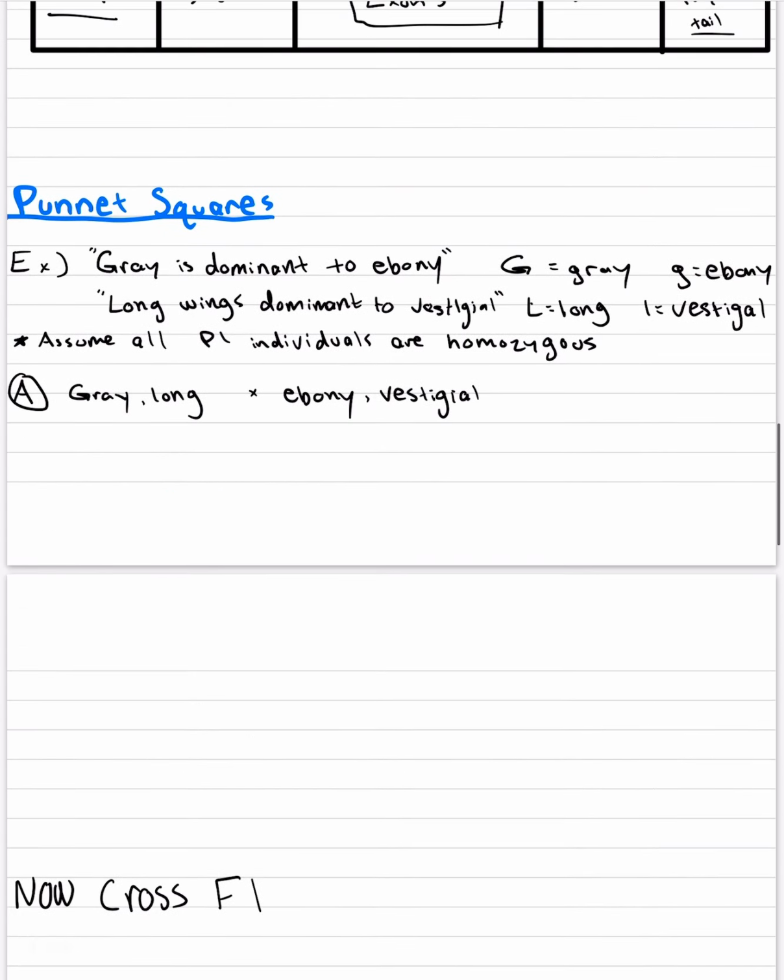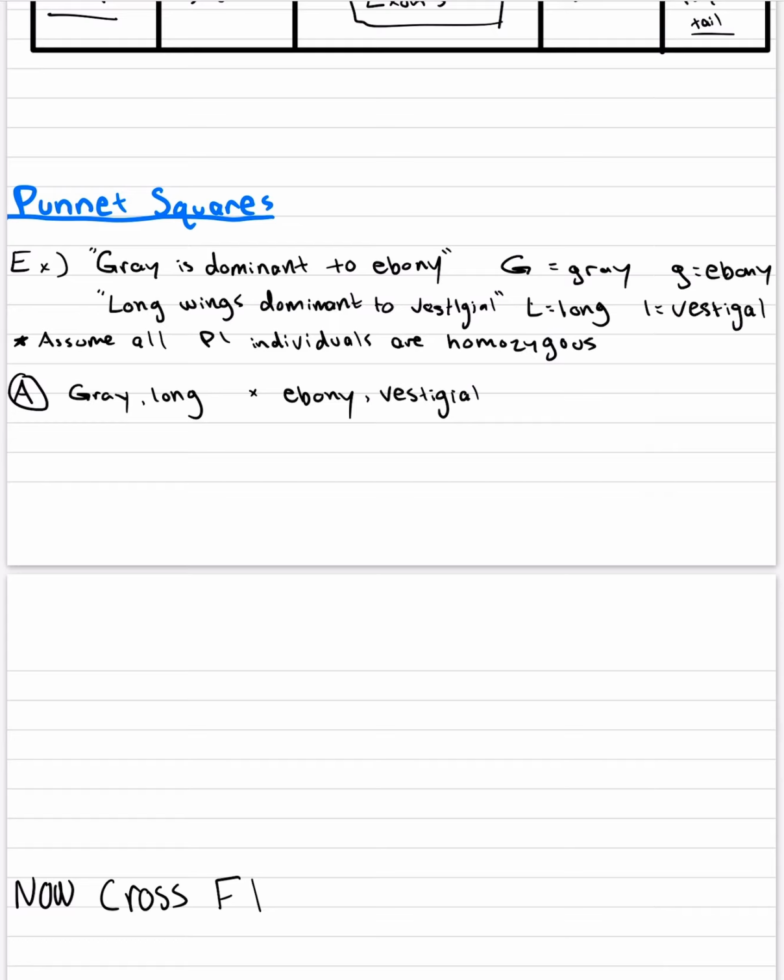On to Punnett squares and Mendelian genetics. Here we're given an example. Gray is dominant to ebony, and big G encodes for gray, and little g encodes for ebony. Long wings are dominant to vestigial wings. Big L equals long, little l equals vestigial. And we're going to assume that all the P1 individuals are homozygous. In other words, all of the parental individuals that we're going to cross to one another are true breeding.